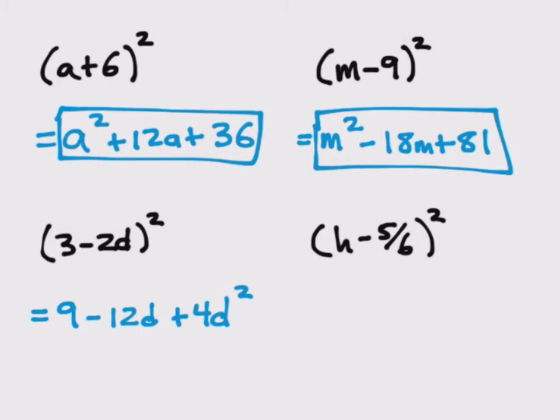Now, of course, we want to end up putting our polynomial in standard form to finish, so we're going to write this as 4d squared minus 12d plus 9.